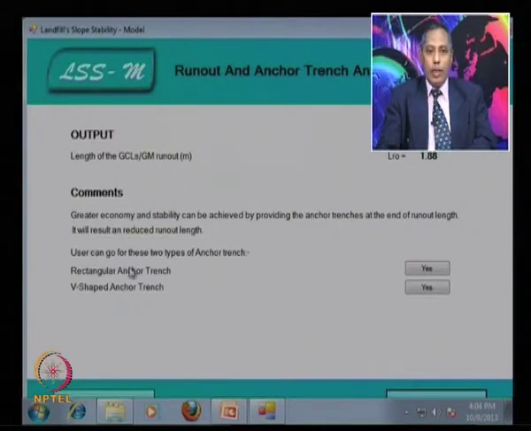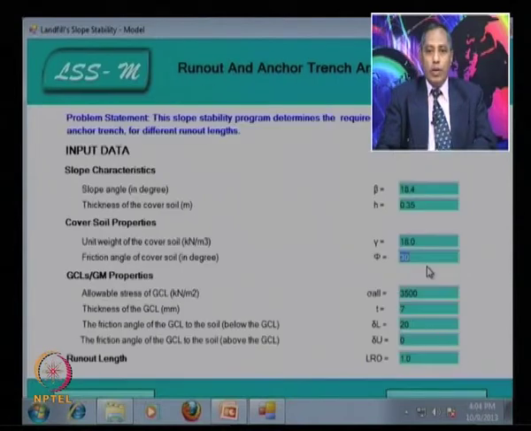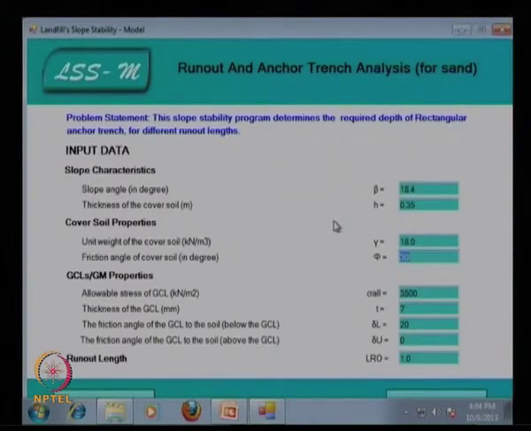So, the user can go for either of these two types of anchor trench, either the rectangular anchor trench or the V-shaped anchor trench. This is the problem statement: the slope stability program, determination of the required depth of the rectangular trench anchor for different runout lengths.